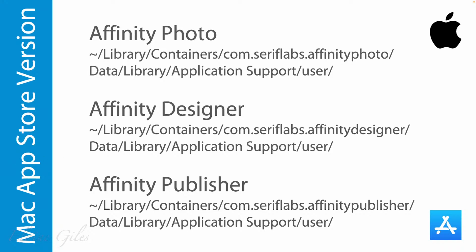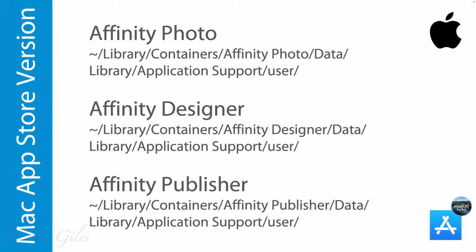So it's Library, Containers, com.seriflabs.affinity app, and then a load more after it. This is what I'm saying. Take a screenshot. If you bought it in the App Store and you are still using the version of the apps that you installed on Big Sur, they're somewhere else. This is ludicrous. Why isn't there just one place? But if you installed it on Big Sur, they will be in a different place. So those are the 3 places you basically need to look.